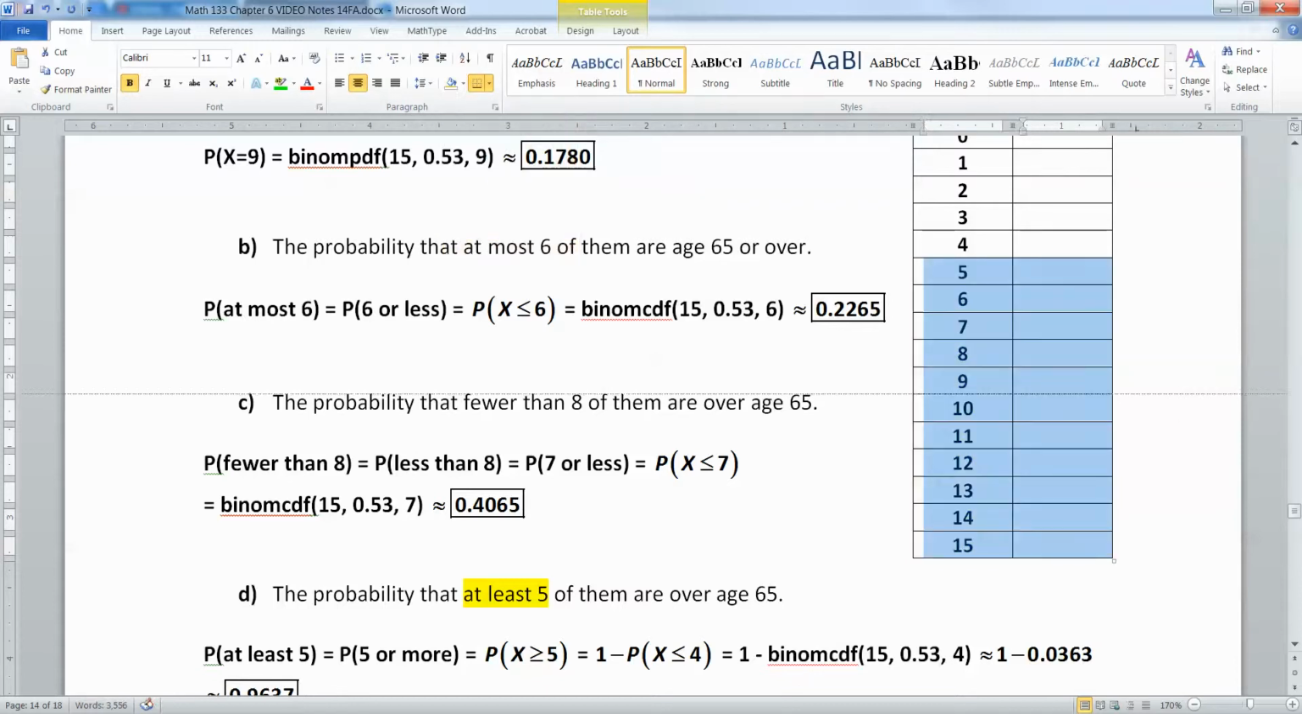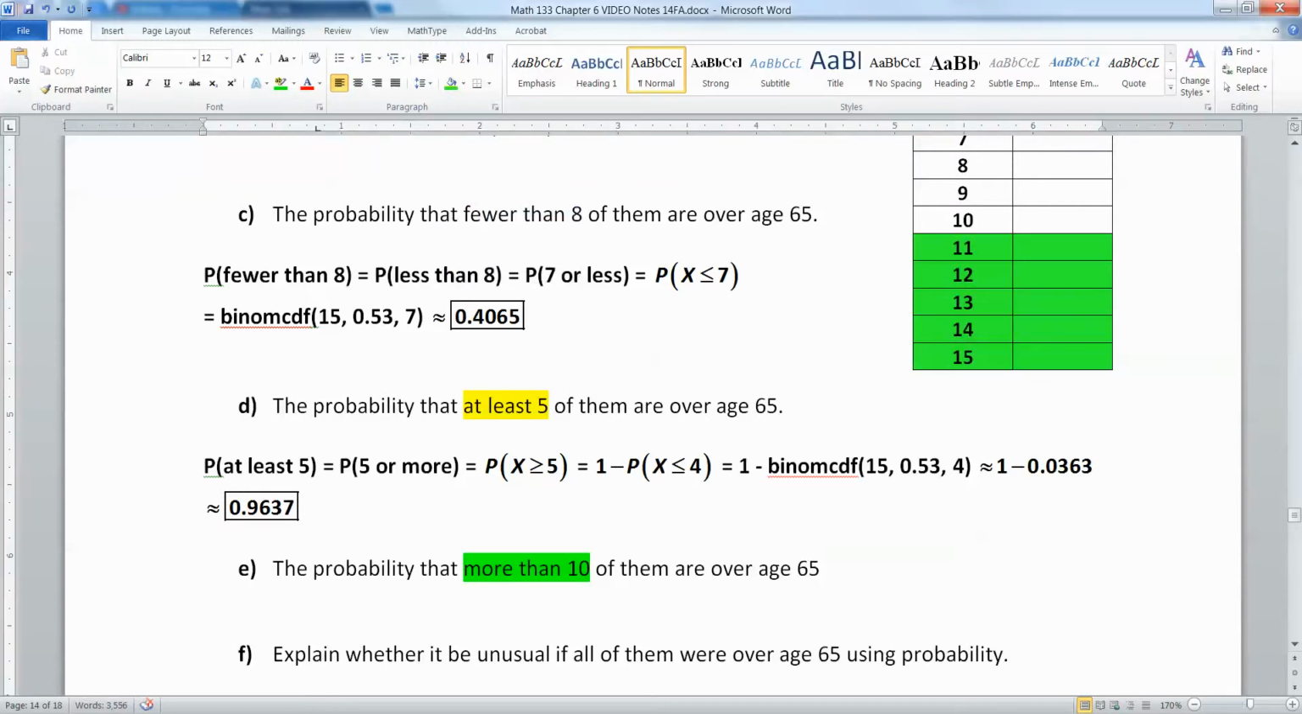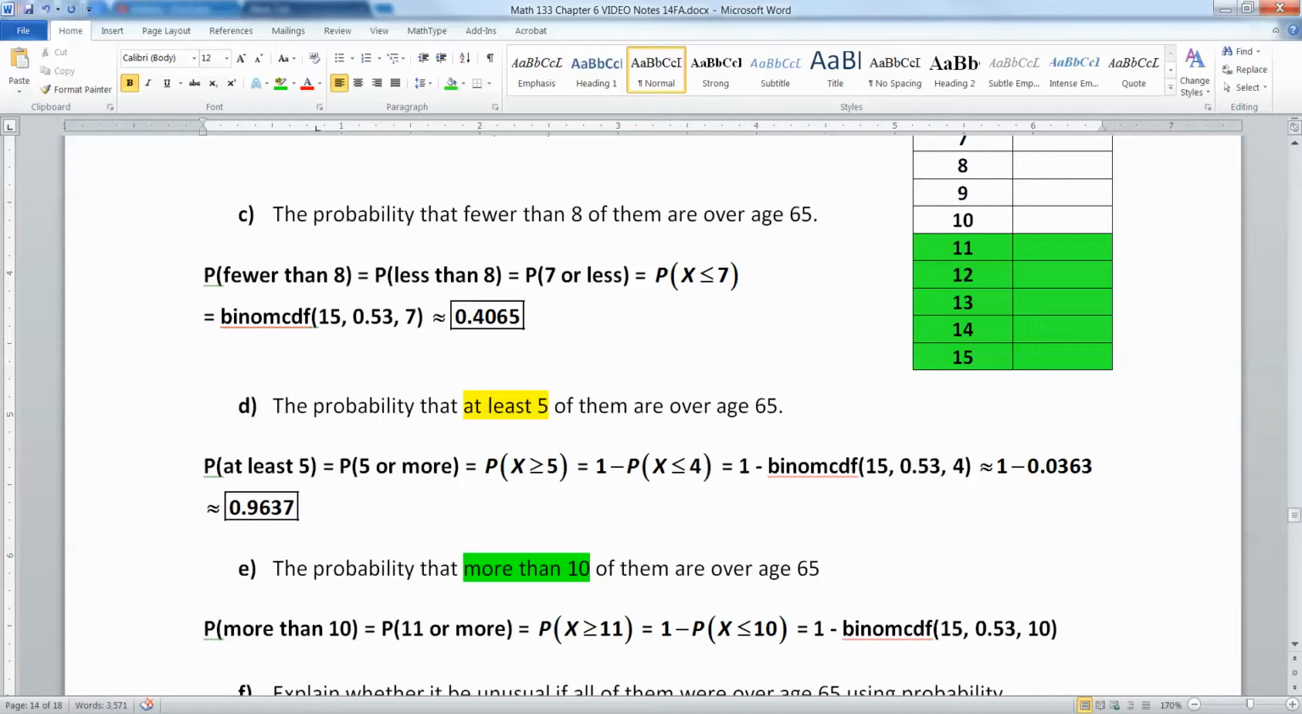I'm going to go with more than 10. So if I want more than 10, that means I want 11, 12, 13, and so on. So I want the probability of more than 10, I want 11 or more. So what I'm going to do is find, again, the white region above what I just highlighted, and then take it away from 1.